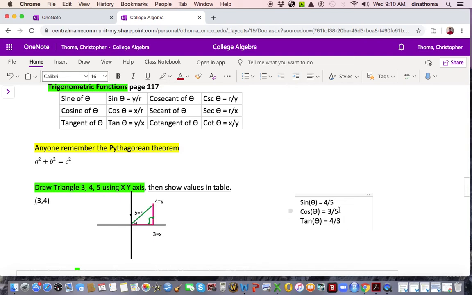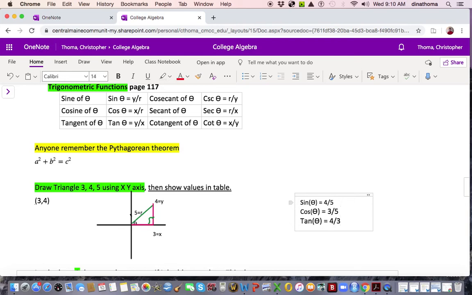So the sine is the y value over the hypotenuse, r, right? Cosine is x over r. So both sine and cosine are over the hypotenuse, while the difference is sine is y, cosine is x, and then tangent is just y over x.